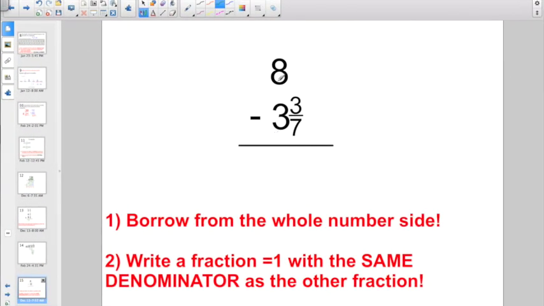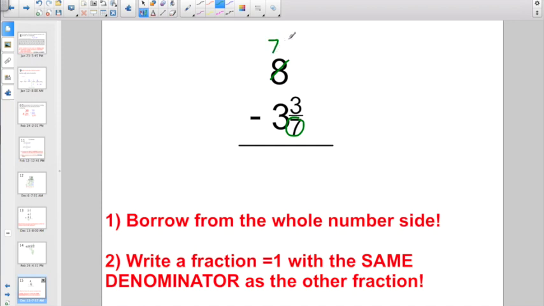Remember this guy, 8 minus 3 3/7. Remember to borrow from the whole number side. Write a fraction equal to 1 with the same denominator as the other fraction. If I'm dealing in sevenths, whatever I bring over to the fraction side better be written in sevenths, right? So I can't start with nothing and take away 3/7. I have to go and borrow.